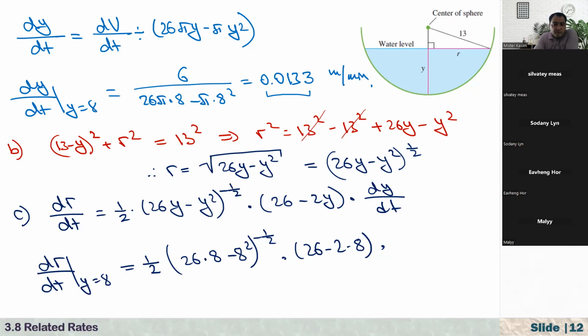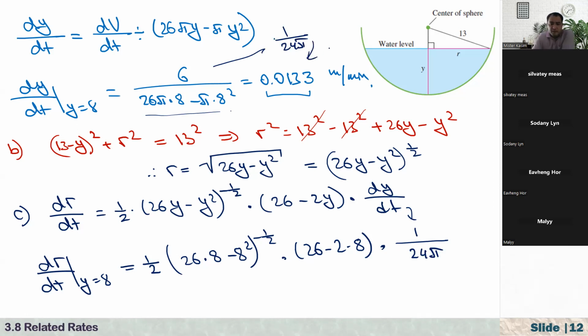We have just found dy/dt in the previous part. So I can just write the exact value, and after simplifying, what is the exact value of dy/dt? Actually both numbers are divisible by 2. I can write here 3 over 4 times 26 minus 64, which is 32, that's equal to 72. And 72 is even divisible by 3. So that's equal to 1 over 24 pi.